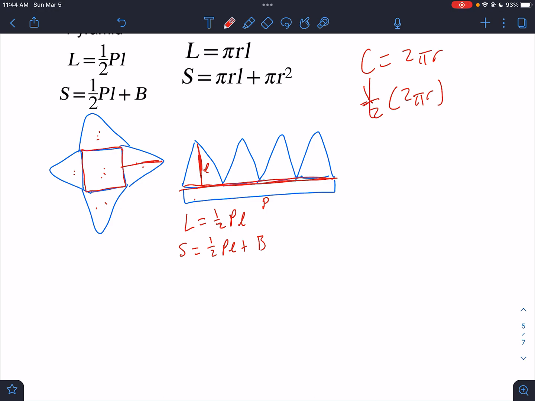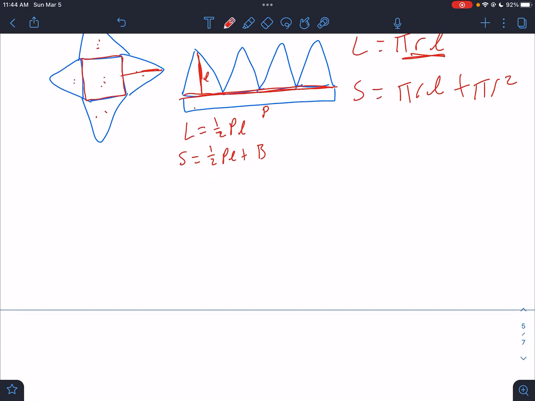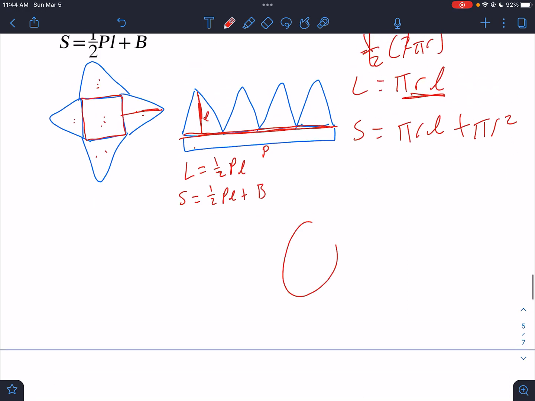Well, wouldn't the 1/2 cancel out the 2, leaving you with pi r, and then it's times the slant height. So it's actually the exact same formula. And then you add 1 circle, which would be just 1 pi r squared. You have 1 circle. And just so you know, a cone has a circular base.